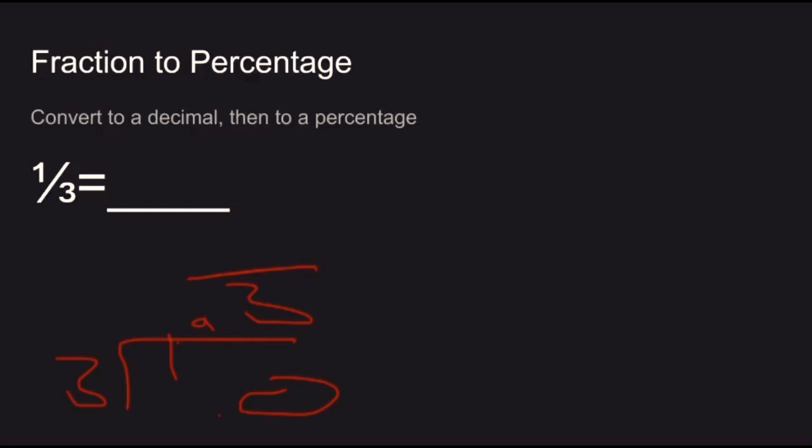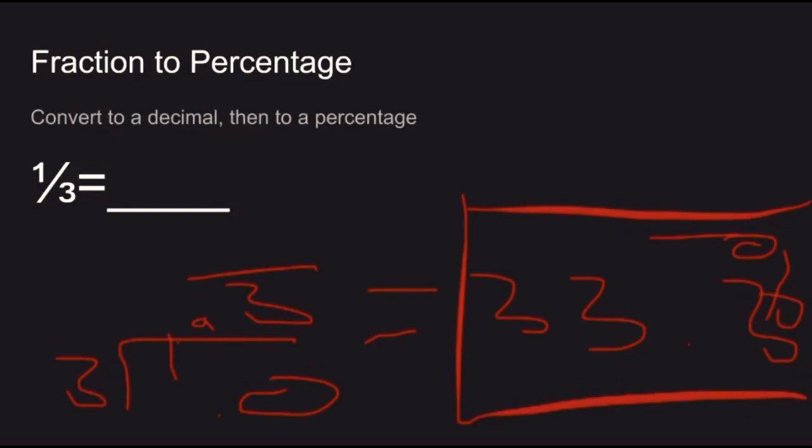So that's our decimal. And then we're going to convert that decimal to a percentage. And remember to convert from a decimal to a percentage, move the decimal place to the right 2 spots, so our answer would be 33.3%. And if you want to write the line over that 3, that's perfectly fine, but that would be your answer.